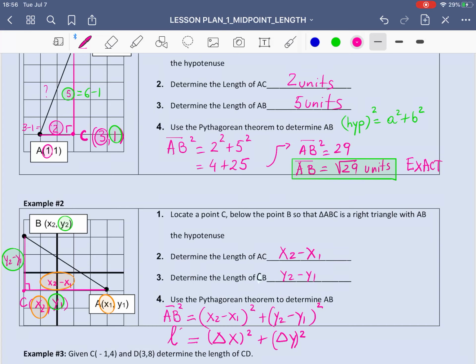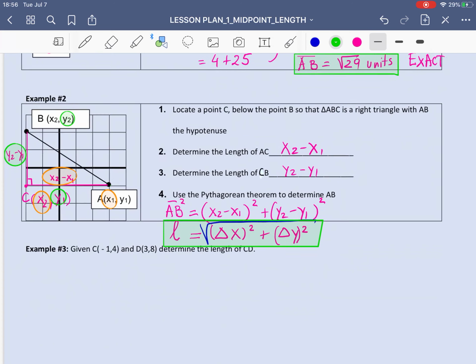And because the length in here is squared, if I want to get just the formula for the length, then I would say I need to square root the right side. And ladies and gentlemen, this is the formula for the length of a line segment. Okay? So it's a square root of delta x squared plus delta y squared. And we're going to practice this formula right away.